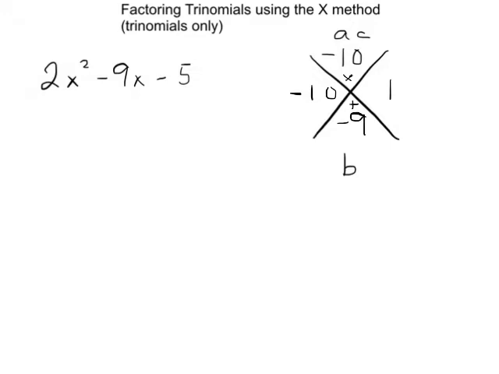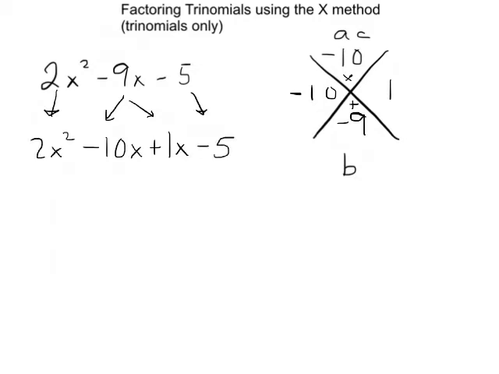Because sometimes we skip this part. What do you do with those two numbers? You plug them back in. We use them to rewrite the middle term. So if that was originally negative 9x, how do I write it now? Now you've got 2x squared, now it's negative 10x plus 1x. And then, of course, we still bring down these two terms here. We still have the 2x squared, and we still have the minus 5.